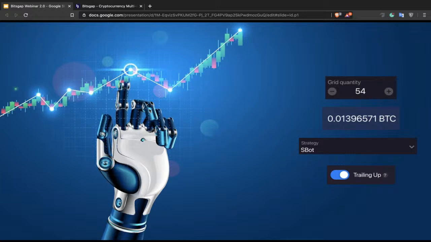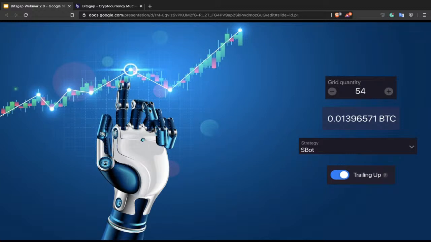All right. So you don't have to manually close the bot, all right? Having trailing up function on, you allow the bot automatically to follow the price appreciation. So here's the example, NG trading to BTC. We have 54 grid levels, amount of investment 0.013, the SBOT strategy, and we have the trading up function on. So here we go.